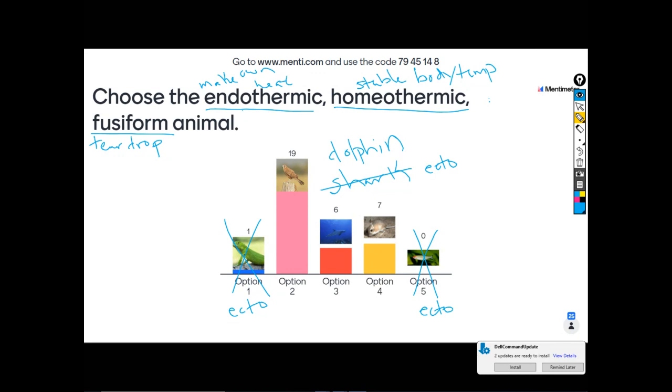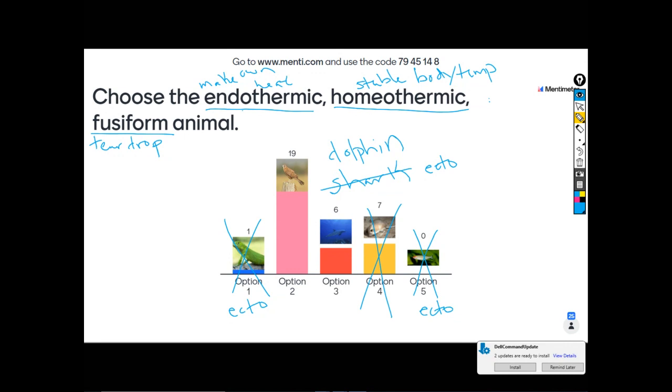Okay, so let's go ahead and move forward to fusiform. Right, this is having that sort of teardrop or bullet kind of shape. So if I look at that, then, is there anyone else I should be cutting off my list? Our poor mouse, right? Is our mouse very fusiform? No, she's kind of a pudger. Okay, but that makes sense, right?